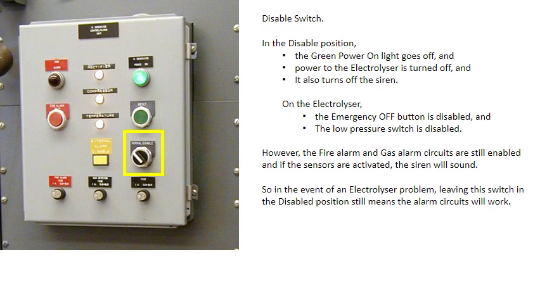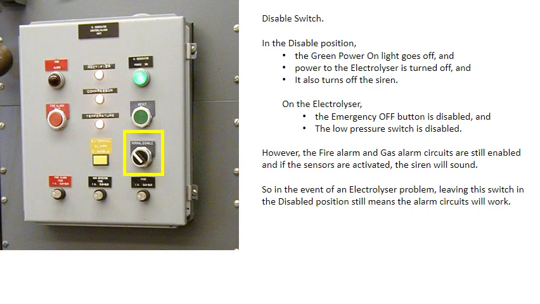The disable switch. In the disabled position, the green power on light goes off, and power to the electrolyzer is turned off, and it also turns off the siren. On the electrolyzer, the emergency off button is also disabled, and the low pressure switch is disabled.